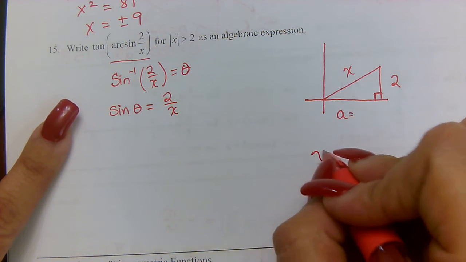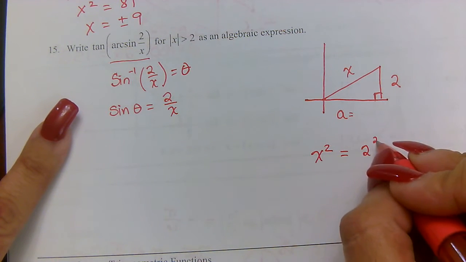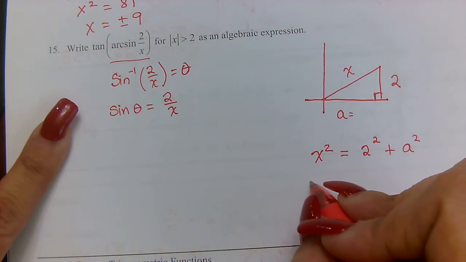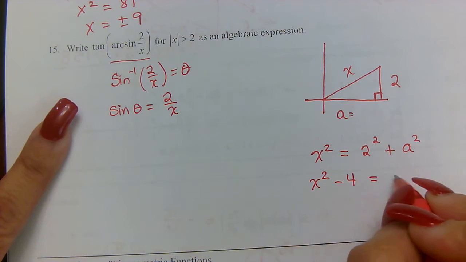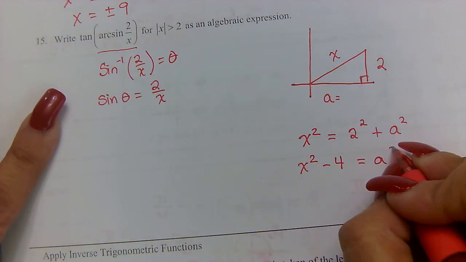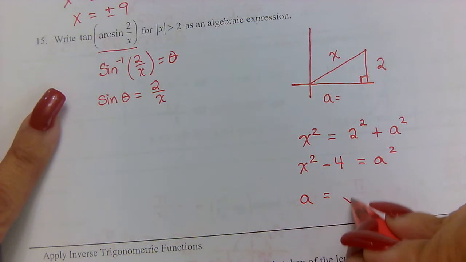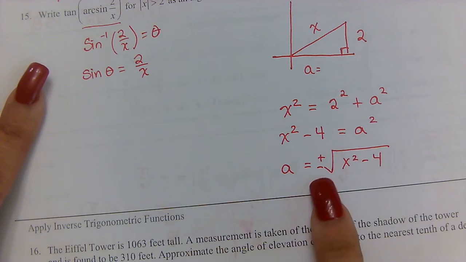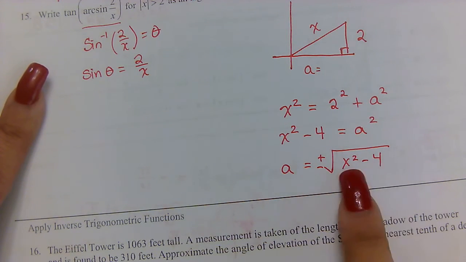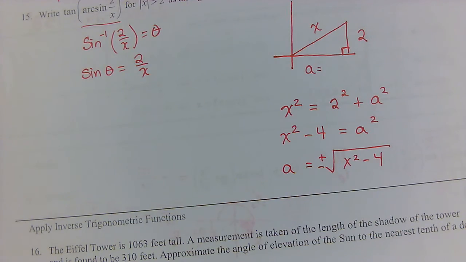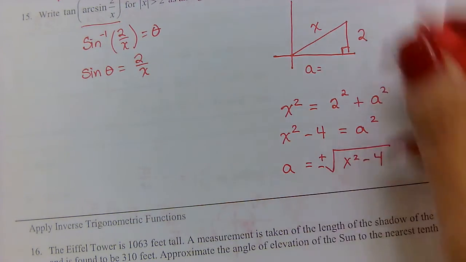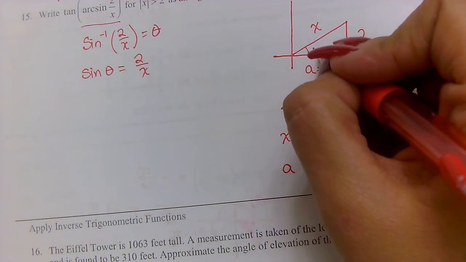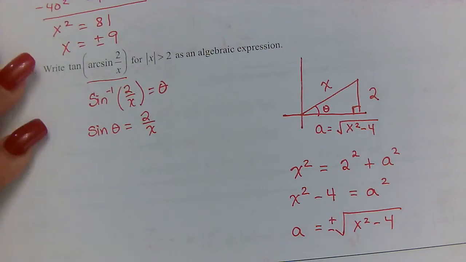I'm going to say x squared equals 2 squared plus a squared. Okay, we're solving for a, so x squared minus 4 is equal to a squared. If I take the square root, a will be plus or minus the square root of x squared minus 4. Don't try to take the square root of these individually. It can't happen. But I can say a is going to be positive, so a is going to be equal to the square root of x squared minus 4. And there's my theta.